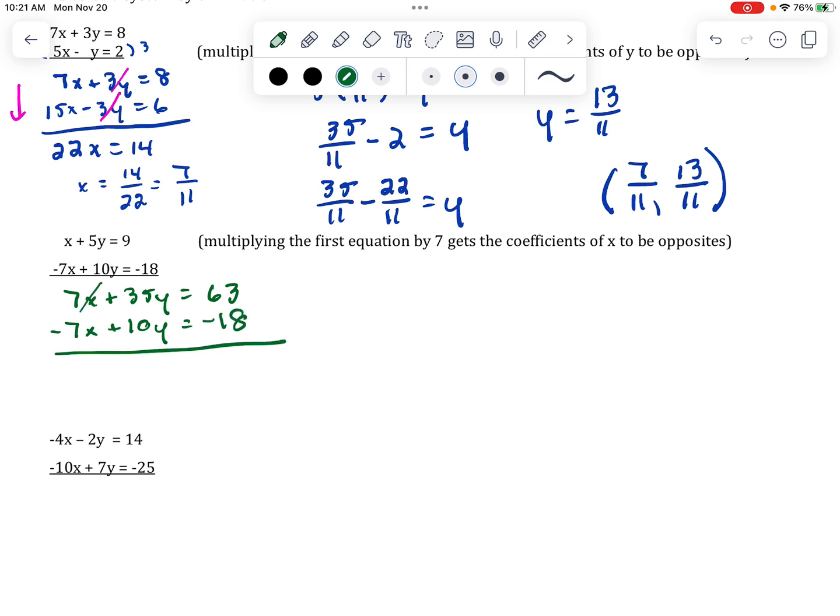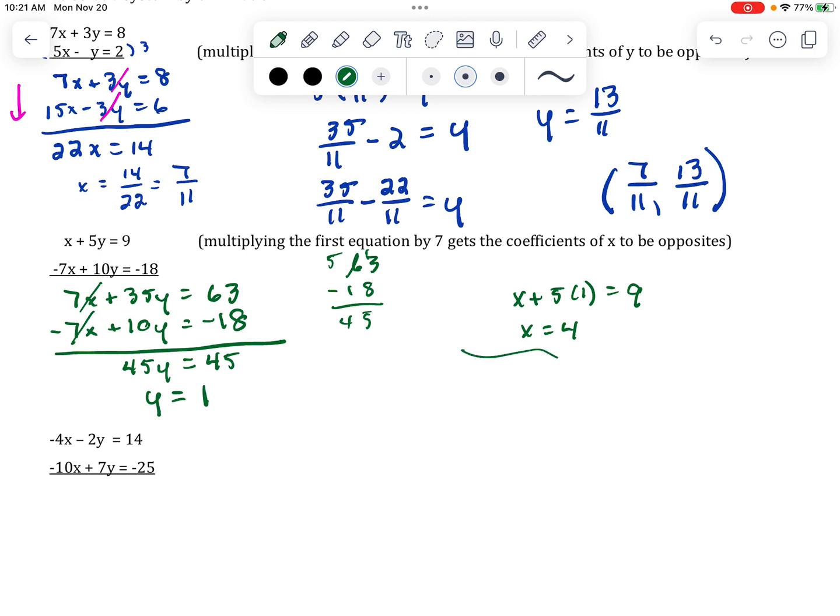That way when I add straight down, my x's cancel. I have 45y equals, and I am adding straight down, so 63 minus 18 gives me 45. My y is 1. And so my x plus 5 times 1 equals 9. My x is going to equal 4.